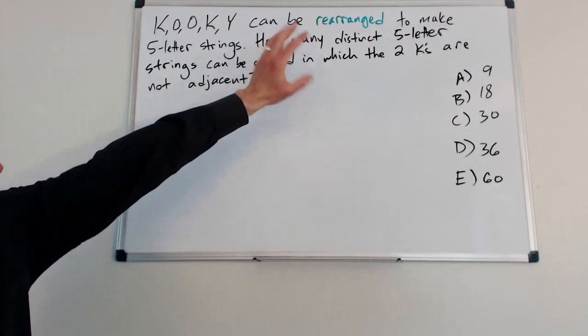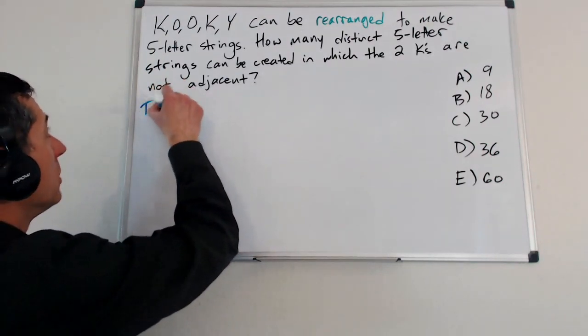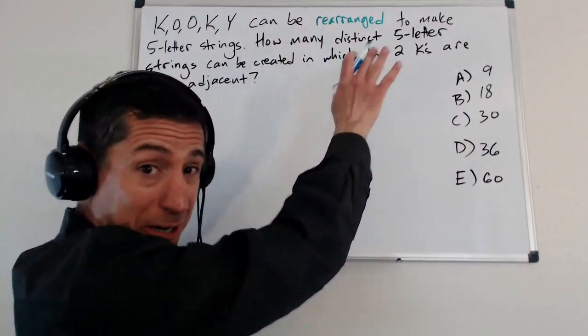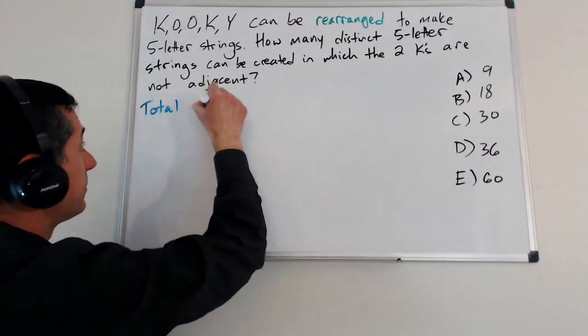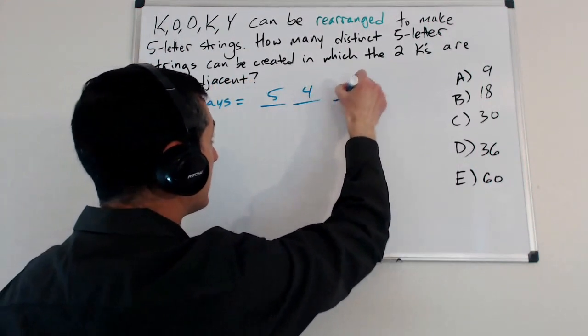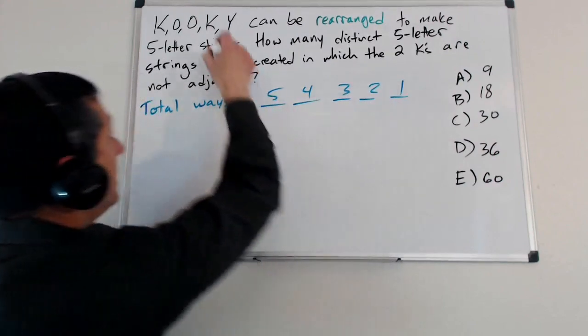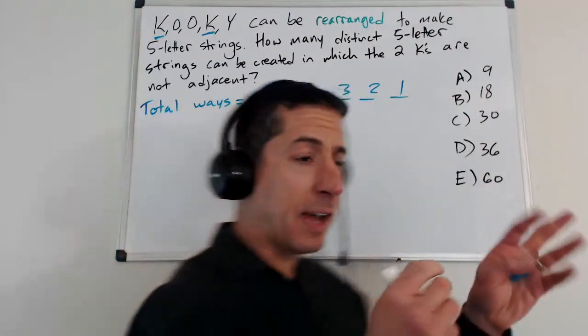Obviously, order doesn't matter. Once again, here, the word "rearranged" appears. I'm going to start by saying rearranged, order does matter. I apologize. So, total ways to rearrange these five letters. The temptation is to say, well, 5 times 4 times 3 times 2 times 1. But again, we've got that redundancy thing going on. We've got two Ks, we've got two O's. They look identical. We've got to correct for that.